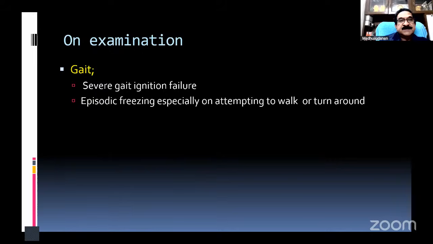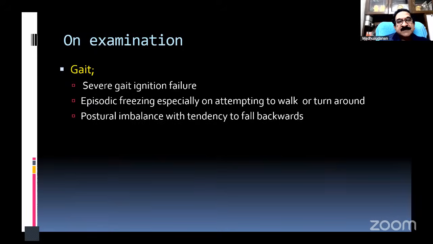Gait: severe gait ignition failure. Episodic freezing, especially on attempting to walk and turn around. Postural imbalance with tendency to fall backwards. Foot drop gait in the right leg, which I could not explain.